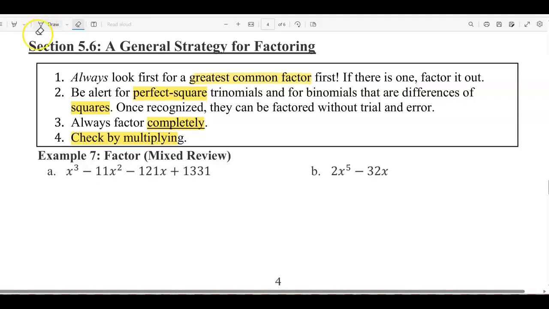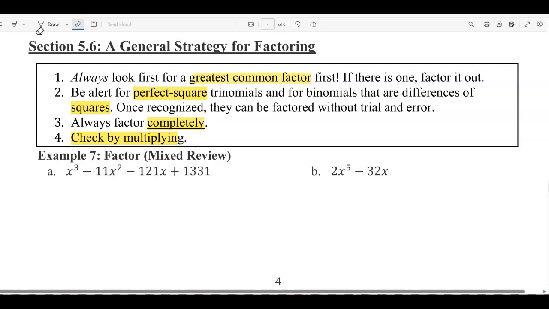In section 5.6, we're going to take all of the factoring strategies we've learned individually, mix them together, and talk about a general strategy for factoring. So the first thing we've mentioned a few times is that you should always look for a greatest common factor first. After that, you want to start looking for things like, are there any perfect squares or perfect cubes?